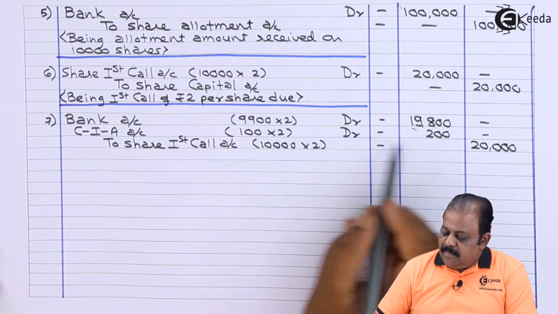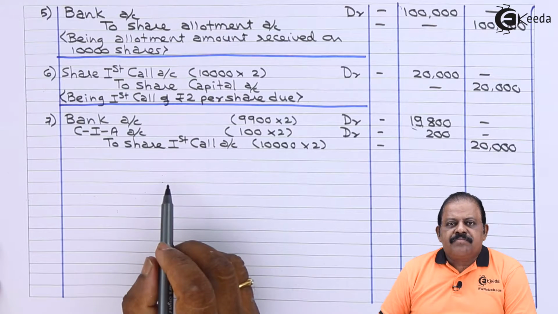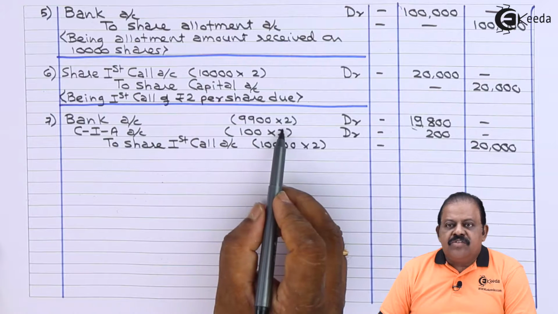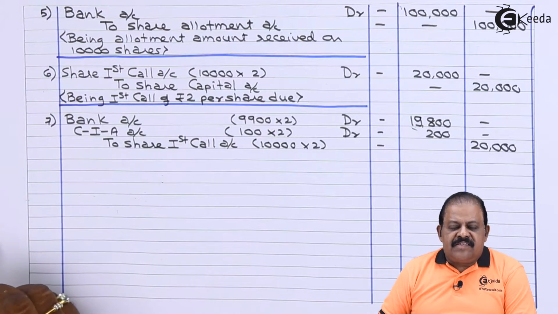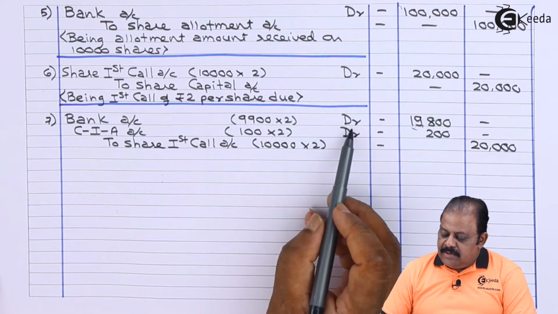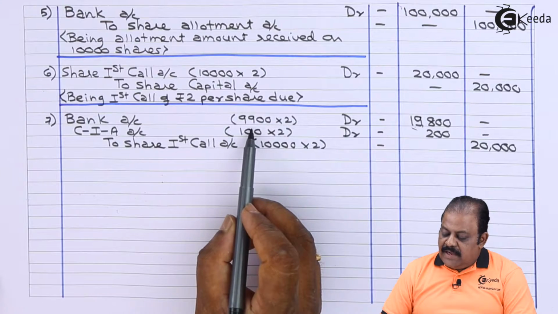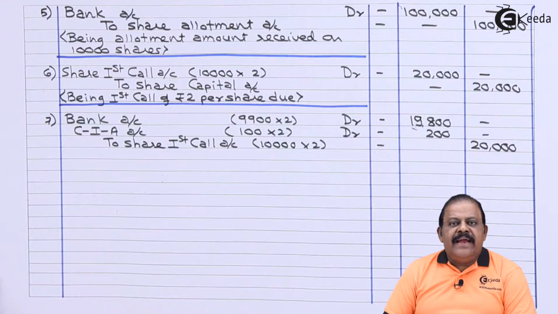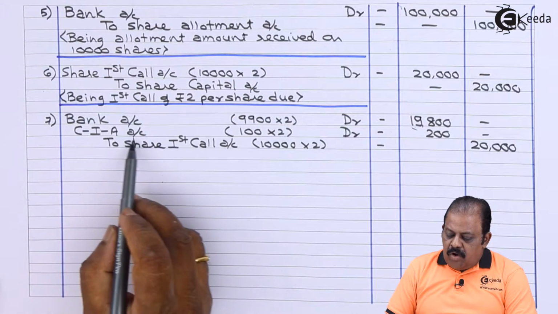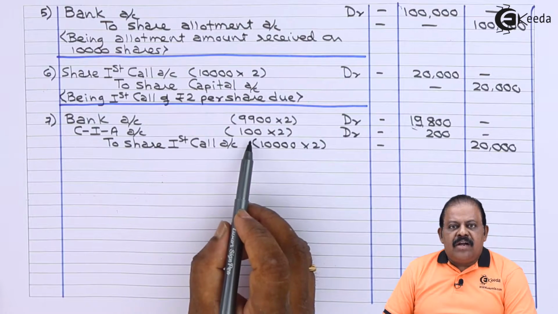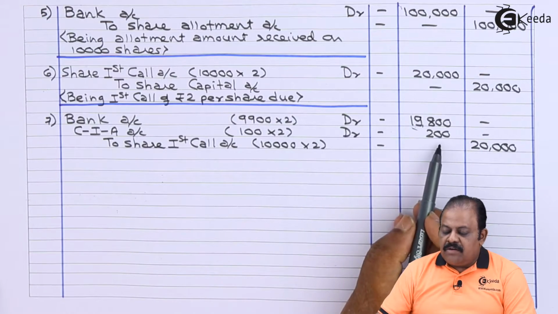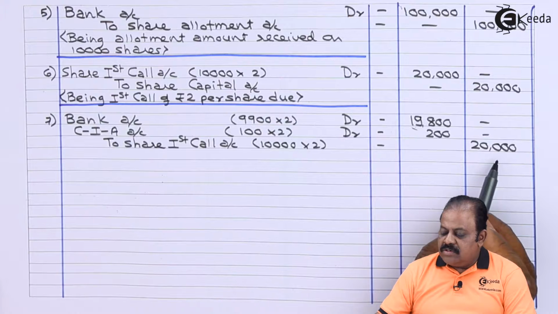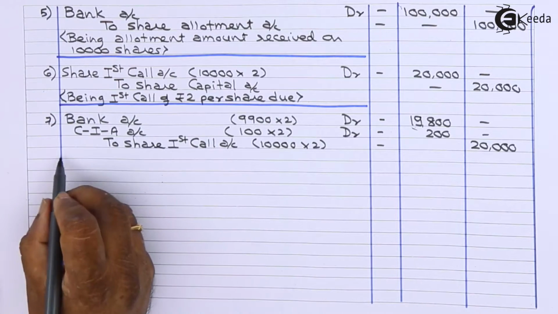Bank account debit 19,800, that is on 9,900 shares rupees 2 per share received. Calls in arrears account debit on 100 shares 2 rupees per share 200. To share first call account 20,000.